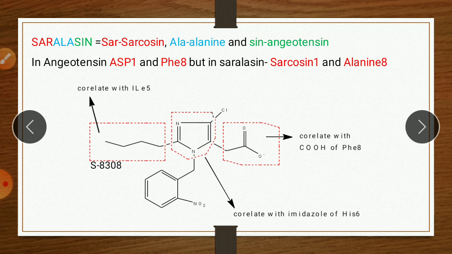So after saralasin, there was a development of imidazole 5-acetic acid derivatives. The first compound, S-8308, is named so because this product did not come into the market due to various problems.